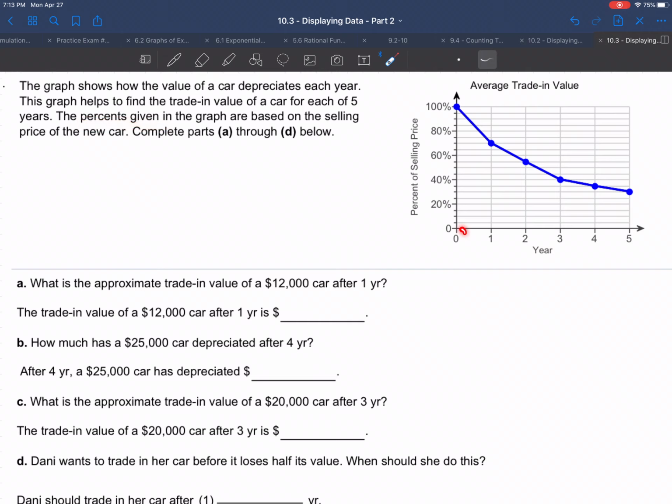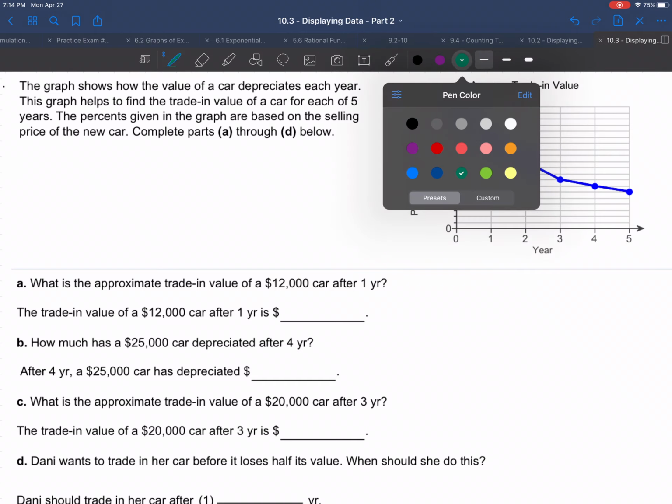The percents given in the graph are based on the selling price of a new car. So in other words, at year 0, when you first buy the car, it's worth 100% of its value. By the end of year 1, it's dropped to about 70% of its value. After 2 years, it's dropped below 60%, maybe 55. After 3 years, it's at 40% of its value, etc. So it drops a lot at first, and then it mellows out after that, but always going down in value. So let's answer the questions.